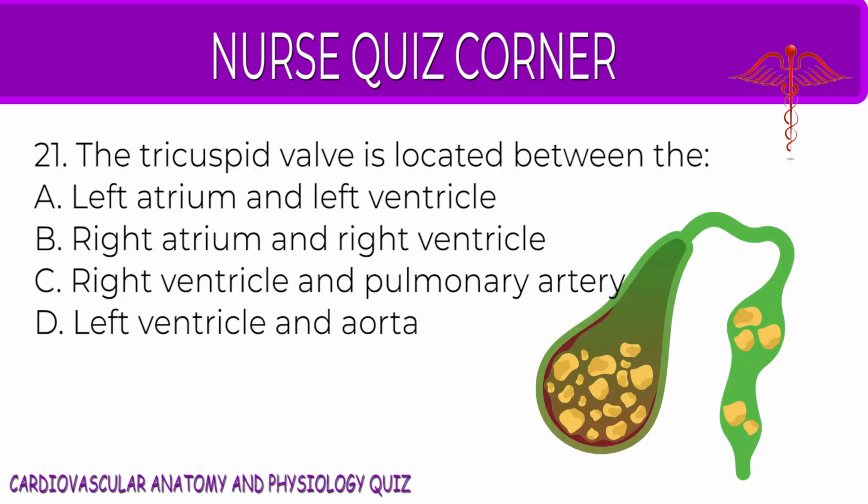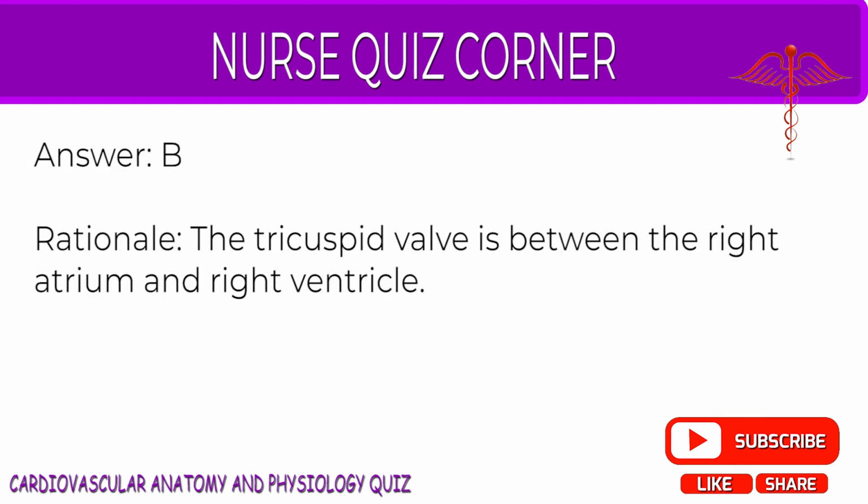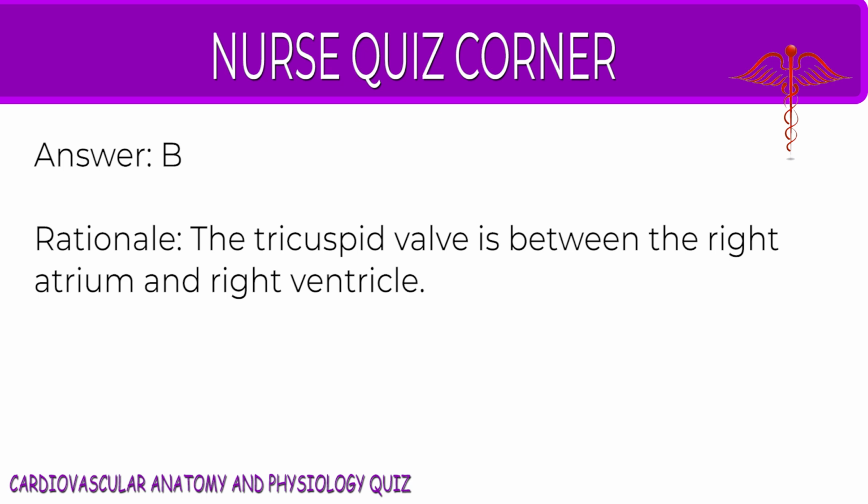21. The tricuspid valve is located between: A. The left atrium and left ventricle. B. Right atrium and right ventricle. C. Right ventricle and pulmonary artery. D. Left ventricle and aorta. Answer B. Rationale. The tricuspid valve is between the right atrium and right ventricle.